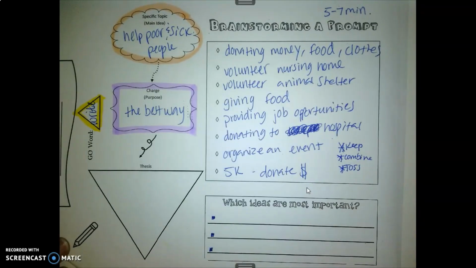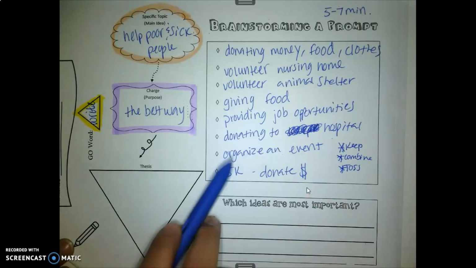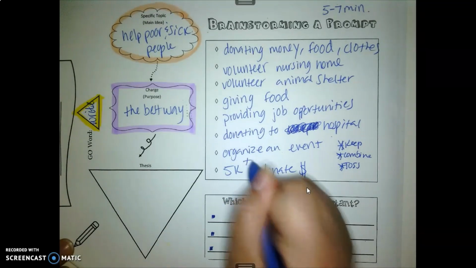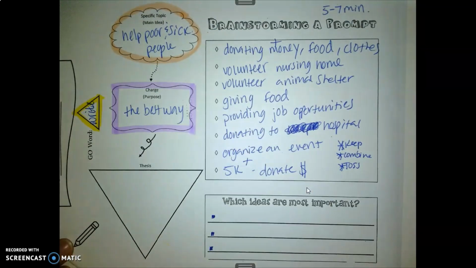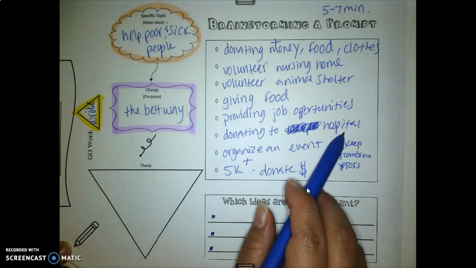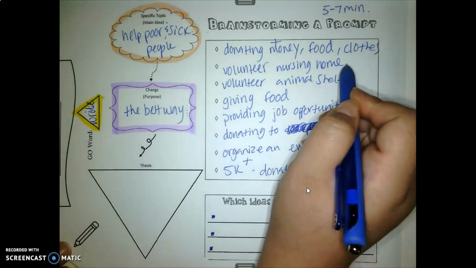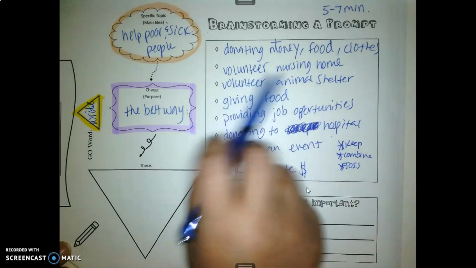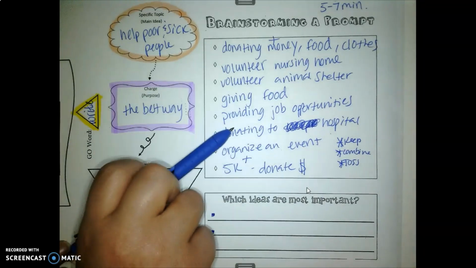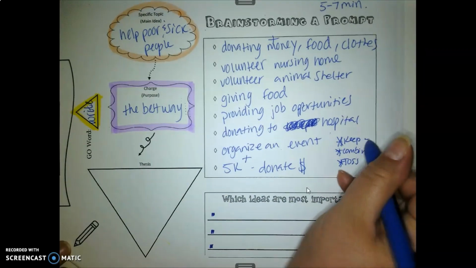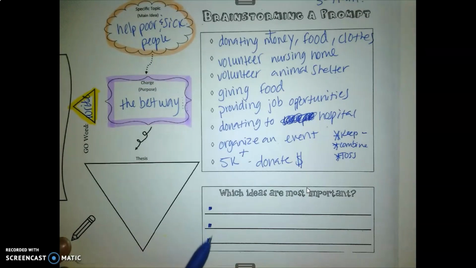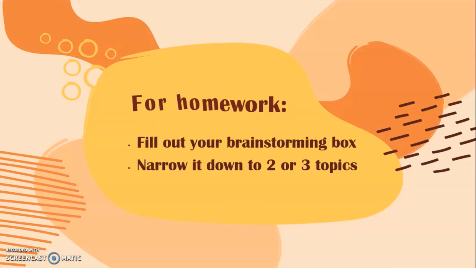So if I wanted to keep some, I could keep organizing an event, and I can combine it with the 5K and the donating money. If I wanted to donate to a hospital, I could combine that with volunteering. I could even say volunteer at a hospital. Just change that. So some of these I could combine, some of them I might toss, and some of them I will keep. And we'll be able to see the ones that I decide for tomorrow. So for homework, you will fill out your brainstorming box and then narrow it down to 2 or 3 topics.